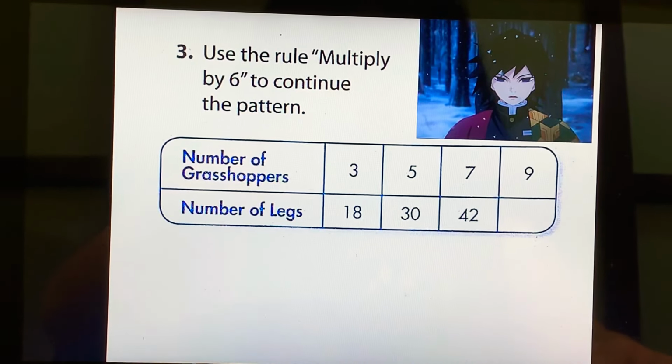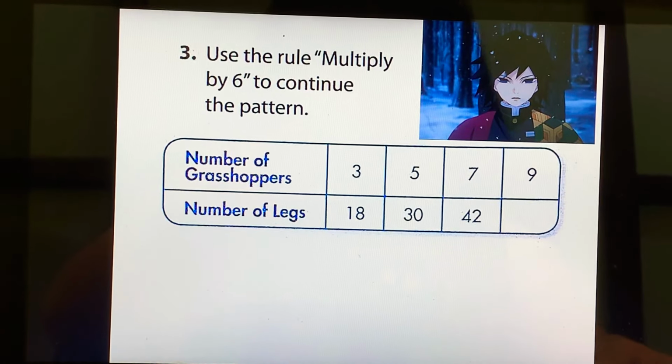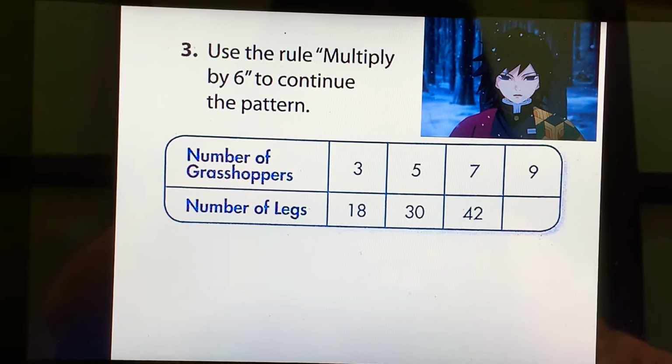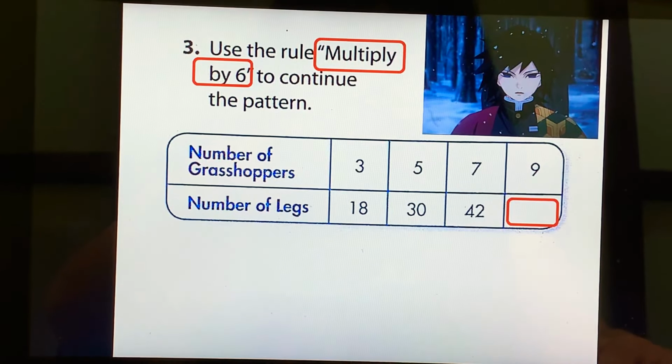Use the rule multiply by 6 to continue the pattern. Multiply by 6. Find the answer.